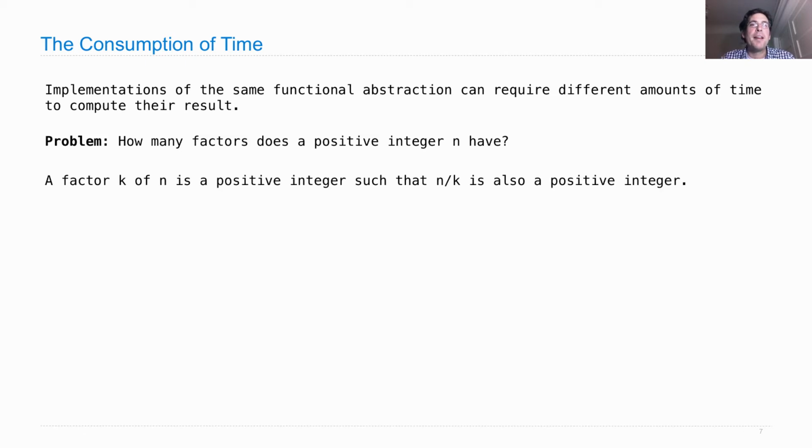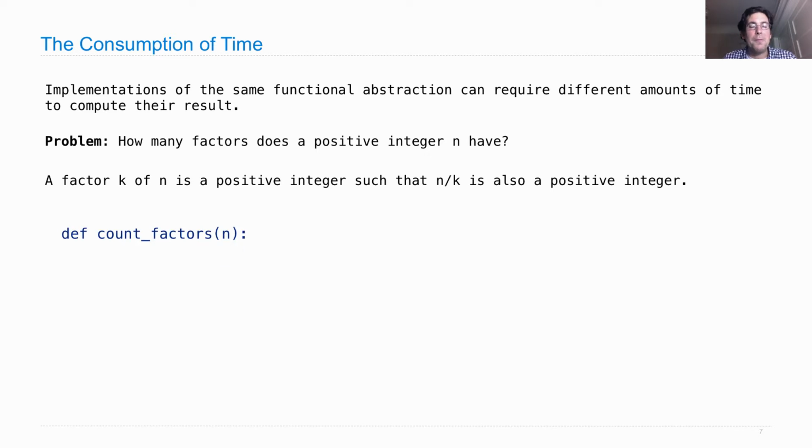Here's a problem. How many different factors does some positive integer n have? Where a factor k of n is a positive integer that evenly divides n. So that means n divided by k is also an integer. So 2 evenly divides 6, so 2 is a factor of 6. If we want to know how many factors there are of 6, well, we can count them up. 1, 2, 3, and 6 all evenly divide 6, so that would be 4 different factors.